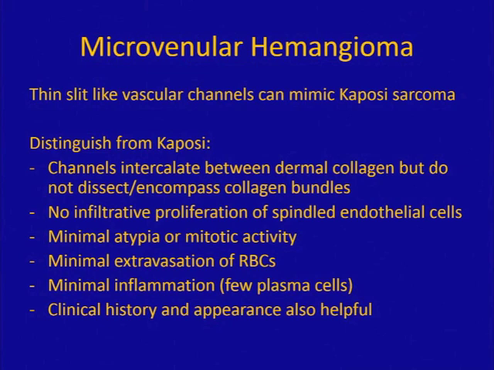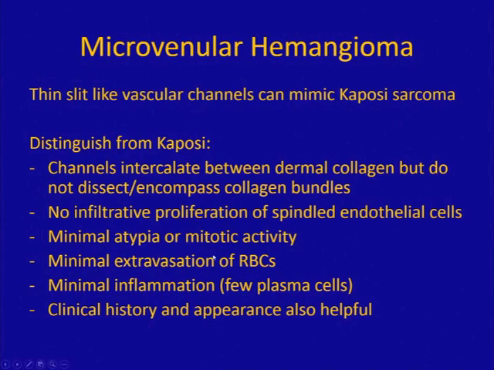So it's an unusual variant of hemangioma. It's totally benign, but because of its infiltrative growth and slit-like channels, it can mimic Kaposi sarcoma. And so the things that we talked about there are a variety of features that can help you distinguish it from Kaposi. If you have any doubt, just do an HHV8 immunostain and that will sort it out.